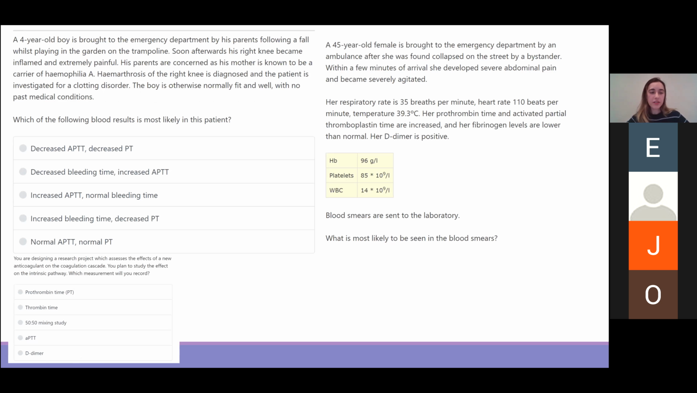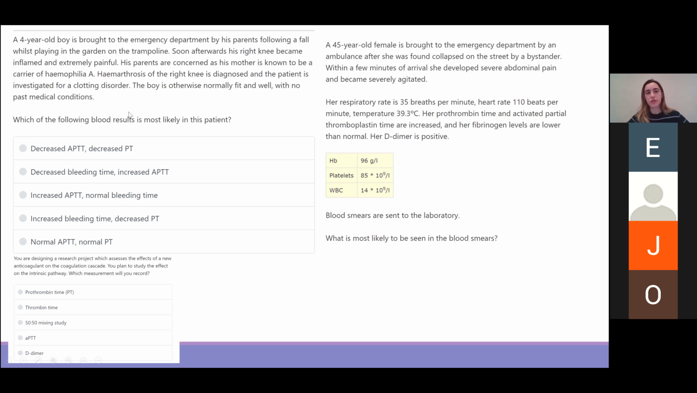Okay, so here are some questions. We won't do this one because we've discussed it. I think we're going to do this one here because it's very topical. A 4-year-old boy is brought to ED, he fell, and his right knee is really painful. His mother is a carrier of hemophilia A, so it's kind of giving it away. And hemarthrosis, which is bleeding into the joint, is diagnosed and he's investigated for a clotting disorder.